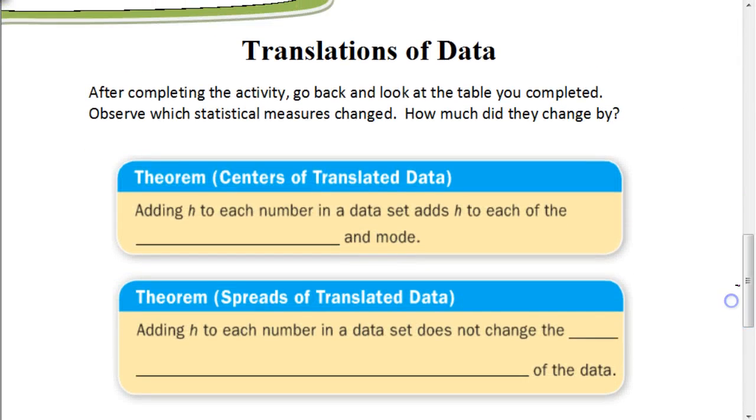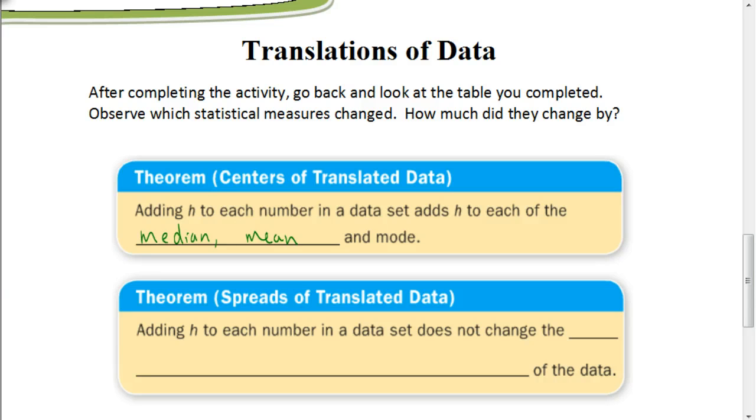Well, that brings us to our notes. And we have these two theorems. We have the theorem for the center of translated data, which says adding h to each number in a data set adds h, whatever that value is, to each of the mean, median, and mode. Now in this activity I didn't have you find the mode, but if you did, you would have found that that would have also increased by 5.